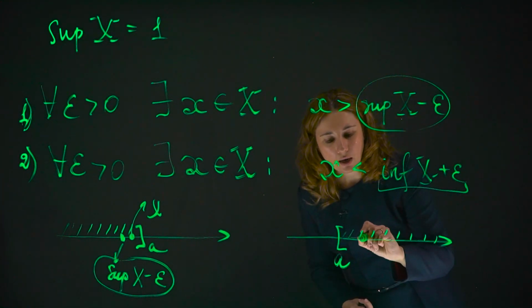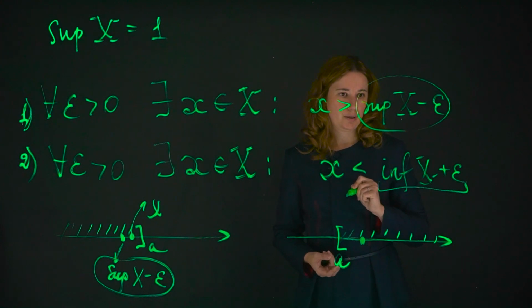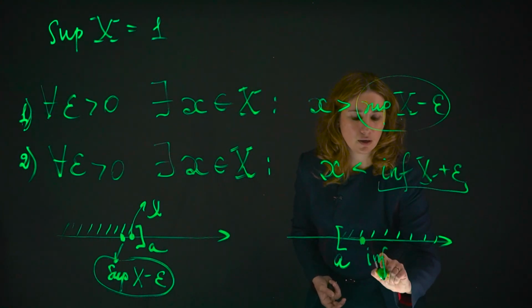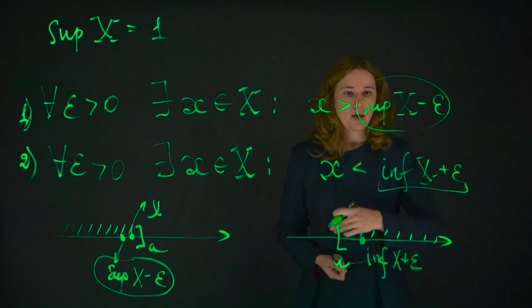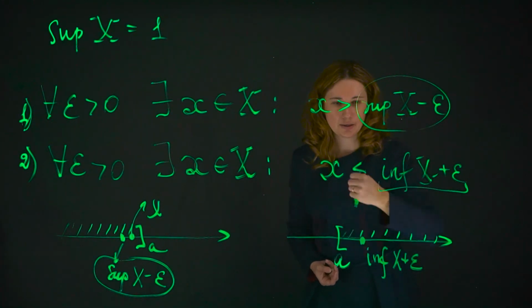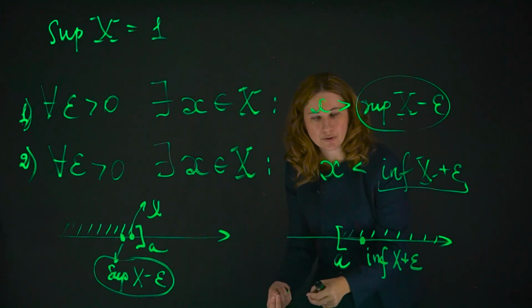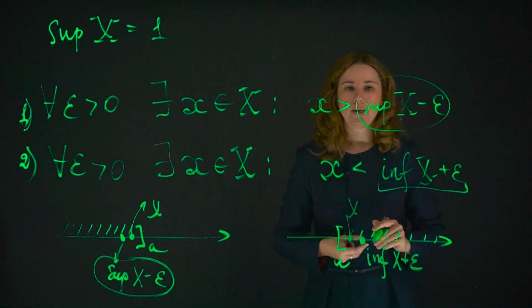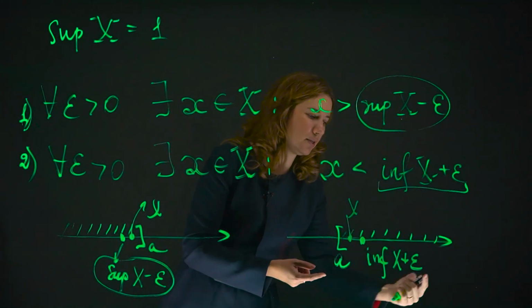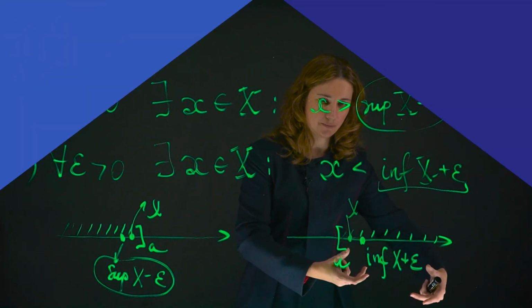So let's put some point over here. This is our infimum plus epsilon. And if a is our infimum, there is an element from our set, suppose this element, that is less than this new value, infimum plus epsilon.